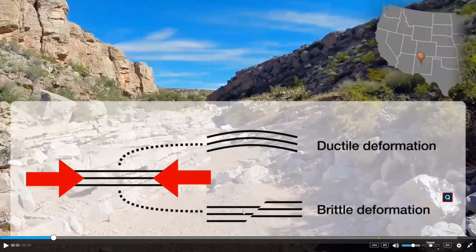So we looked at ductile deformation in the first part of chapter 7 with our anticlines and synclines and the other types of folds that we looked at.